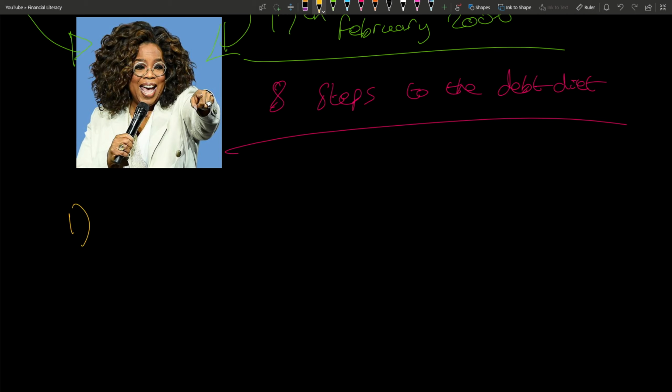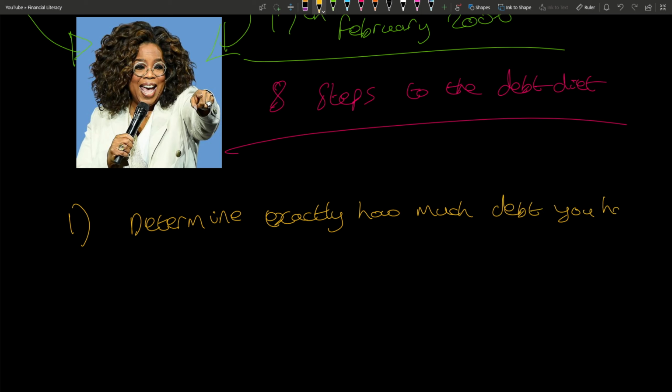Step one is determine exactly how much debt you have. And what this actually means is you might have multiple sources of debt. You might have student loans, you might have multiple credit cards, you might have potentially a mortgage. Whatever it is, you bring it all together and you figure out exactly how much you owe.